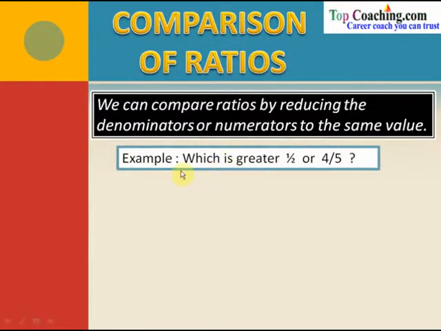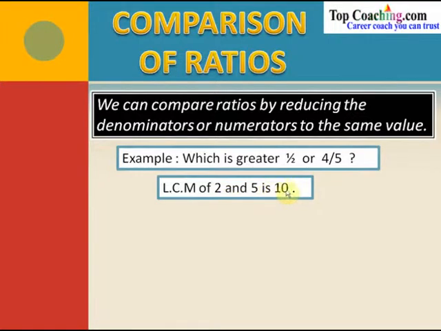For example, which is greater, 1 by 2 or 4 by 5? This is the ratio 1 is to 2 and this is the ratio 4 is to 5. Now we have to find out which ratio is greater. Now let's try to make the denominator of both these ratios equal. The denominator of this ratio is 2 and the denominator of this ratio is 5. Now we also know that the LCM of 2 and 5 is 10.